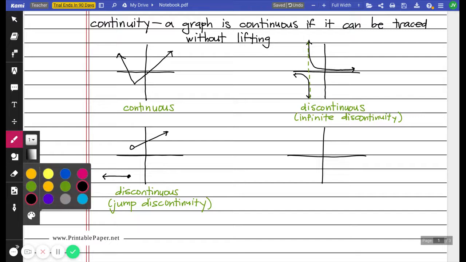And our final type, at least for what we're concerned with, has just a hole in it. And you're like, Visto, I can draw that hole without lifting my pencil. The picture is different than the graph, right? And so we have to imagine that there's a chunk of graph missing at that spot. And so that's why this graph is discontinuous.